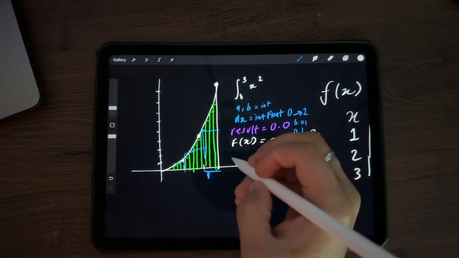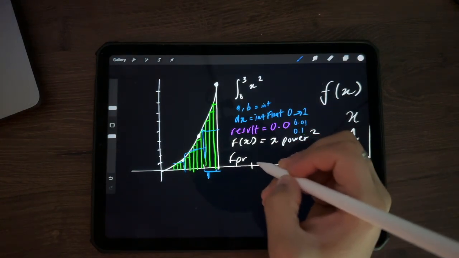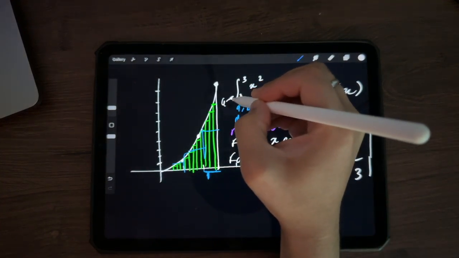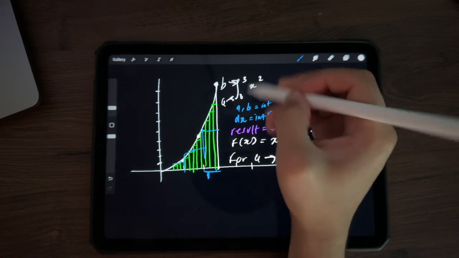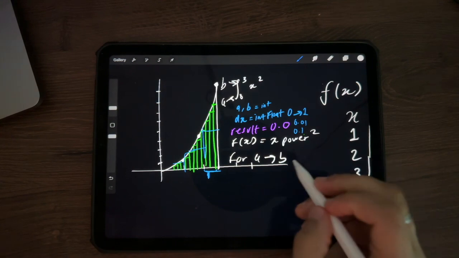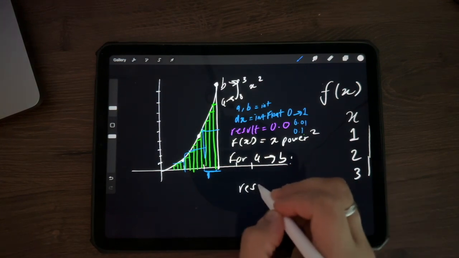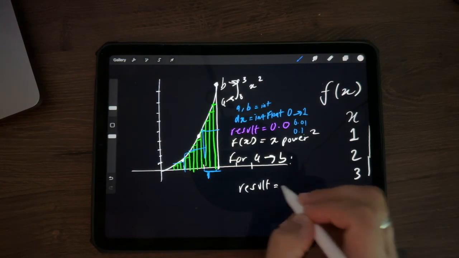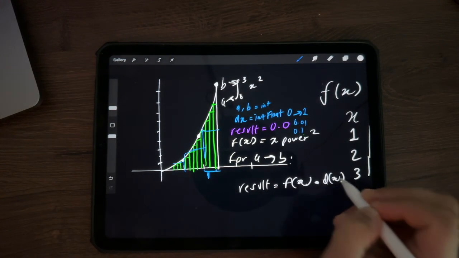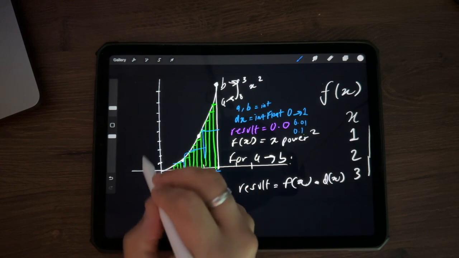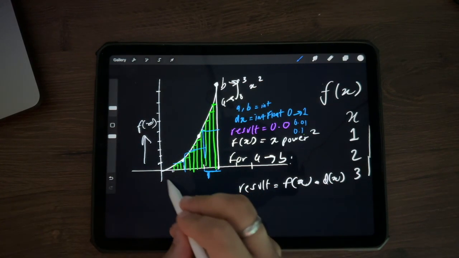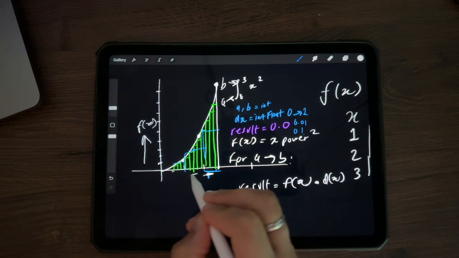Well, if we were to define a for loop here, what we'd have to say is that for a all the way to b, right? Because this is our a right here, and this is our b right here, the 0 and the 3. For a all the way to b, what do I want to do? I want to add to the result variable f of x times dx, because f of x is whatever is this y-axis. This is f of x. This is the result of our function, and dx is the width of each of these rectangles.